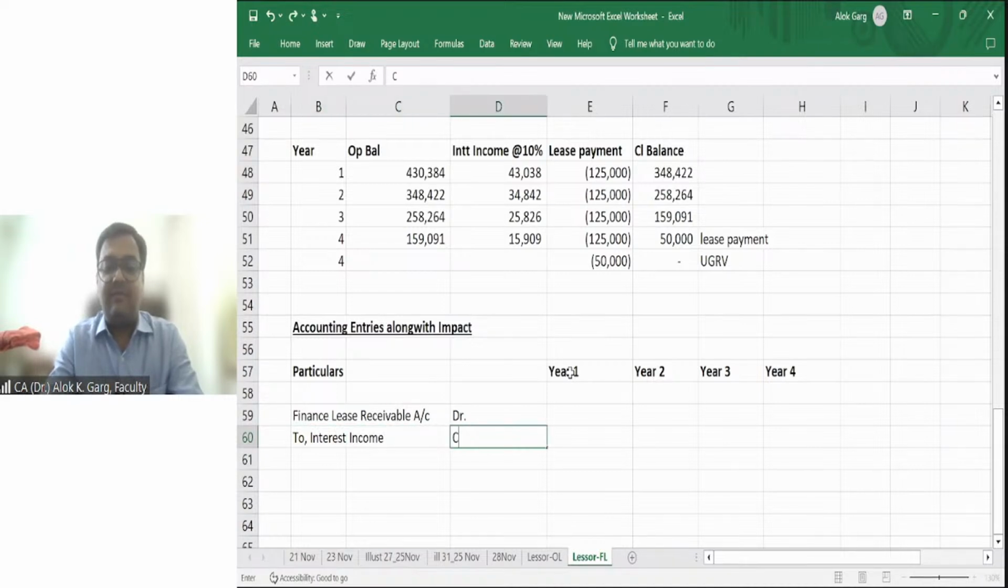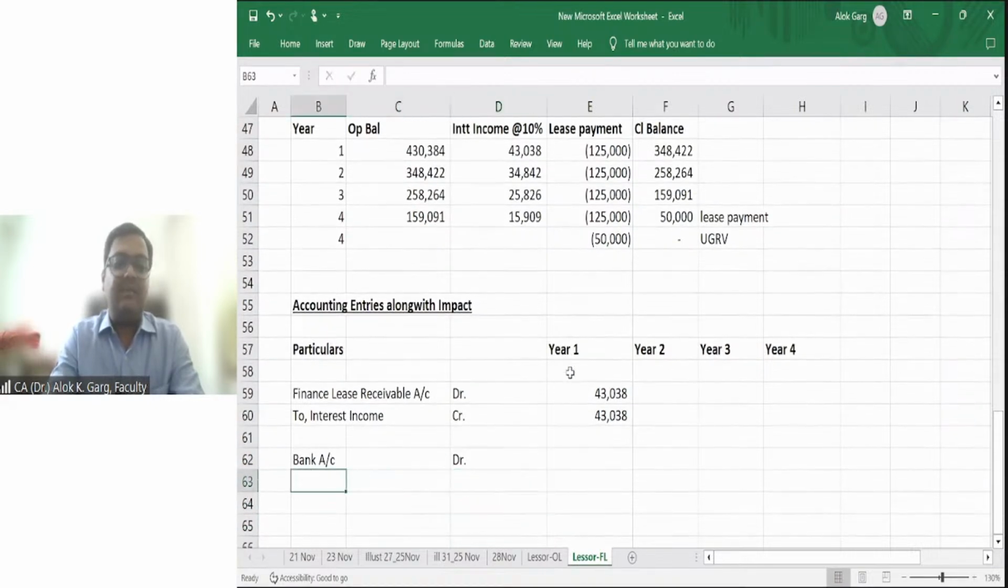right? In the year 1, what is your interest? 43,038 is your interest in the year 1. Second entry in the year 1, the lessor will receive the rent, bank account debit, and with this, your finance lease receivable balance will go down. You will credit the asset, finance lease receivable, by 1,25,000, right?